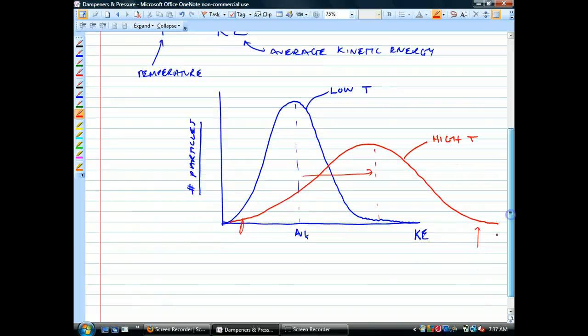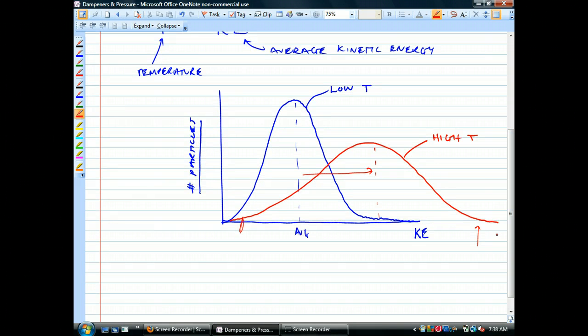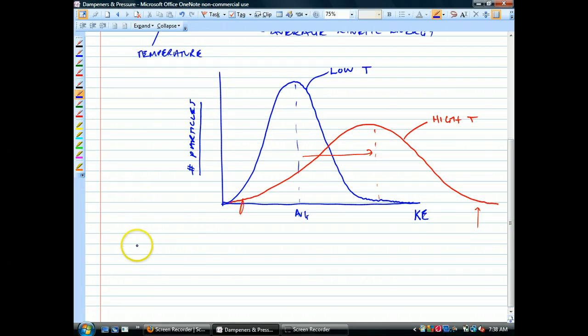Now, what are some of the implications of this picture? Implications of the fact that the energies are not all the same, they're spread out. So some have very low energy, some have very high energy. One implication is for evaporation.